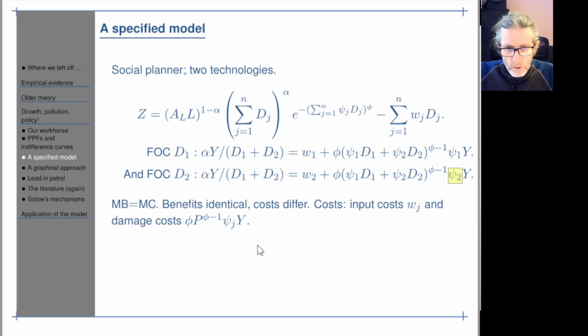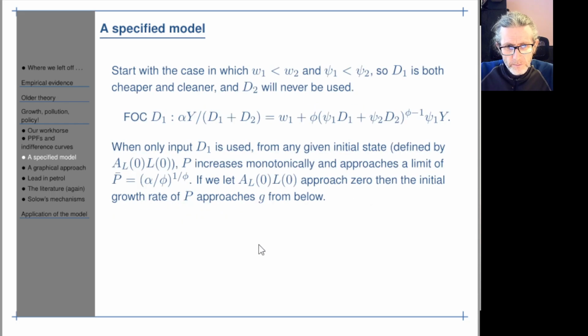So, what happens? So we start with this case, W1 less than W2, psi1 less than psi2. Oh, okay, so we start with a bit of an odd case. D1 is both cheaper and cleaner. Then D2 will never be used. And then initially it's like this sort of two steady states.